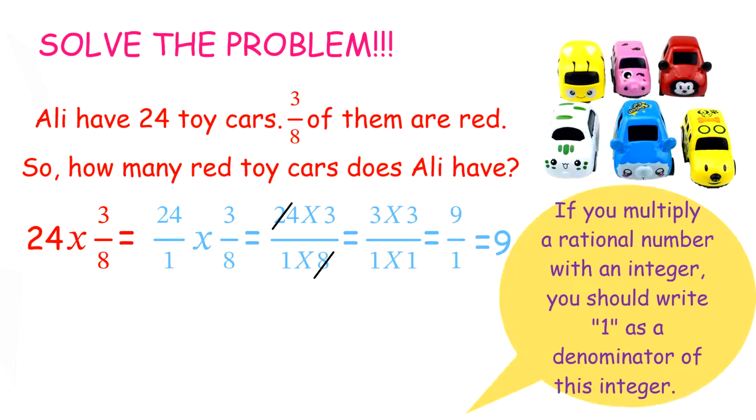If you multiply a rational number with an integer, you should write 1 as a denominator of this integer.